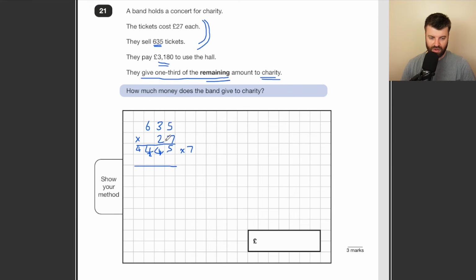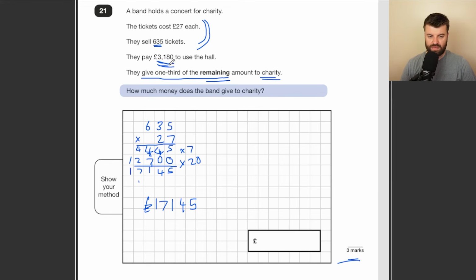4, 4, 4, 5. Okay, and then we're going to multiply by 20 at the bottom, so put a placeholder in. 2 5s are 10. 2 times 3 is 6, plus 1 is 7. 2 times 6 is 12, and then we're going to add these up. 5 plus 0 is 5, 4 plus 0 is 4, 4 plus 7 is 11, 4 plus 2 plus 1 is 7, and then drop that 1 down. The band took in £17,145 for their performance. Okay, nowhere near finished. This is a 3-mark question if you hadn't seen it.